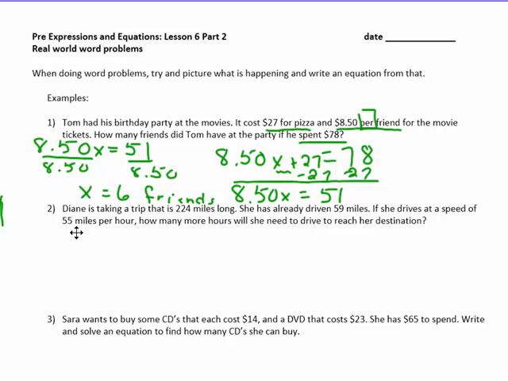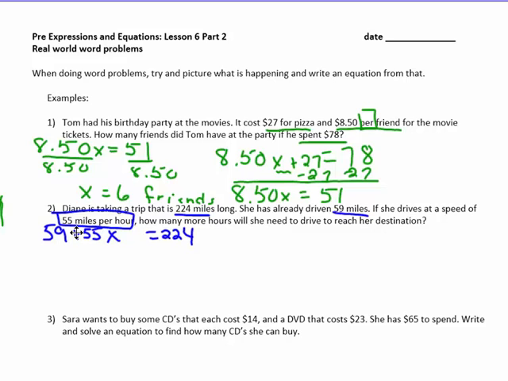So, Diana's taking a trip that is 224 miles long. She has already driven 59 miles, and she drives at a speed of 55 miles per hour, right? Remember that "per" is a big deal. How many more hours will she have to drive to reach her destination? So her total trip, right? We're going to try to look for totals or all-togethers. It's 224 miles. So that is going with the 59 miles she's already driven, plus however many miles she still has to go, which is 55x, 55 miles for every hour, and we're going to try to figure out hours.